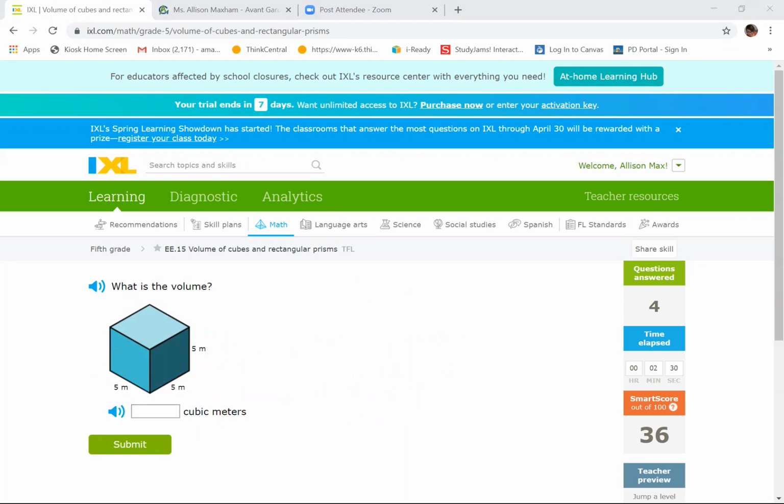Okay, 5 times 5 is what? 25. And what's 25 times 5? Well, I know that 25 times 4 is 100 because I think of money. 4 quarters. And then 1 more quarter is 125. It's $1.25. So these are nice little tips and tricks that I use to help things go faster for me.